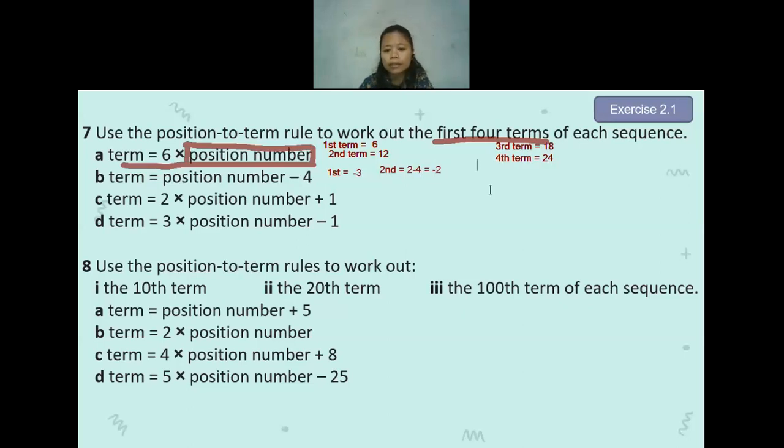For the third term, what happened? The position number will be replaced with 3, 3 minus 4 equals negative 1. Okay, good job. Now for the fourth term, how many will it be? 0. Okay, 4 minus 4 is equal to 0. Is there anyone who is confused?